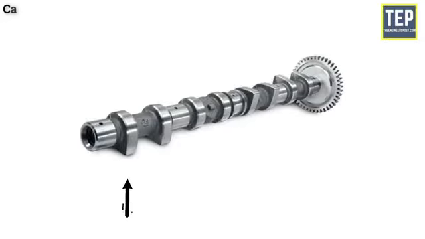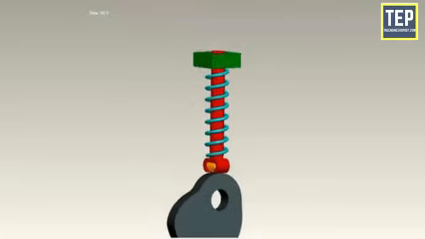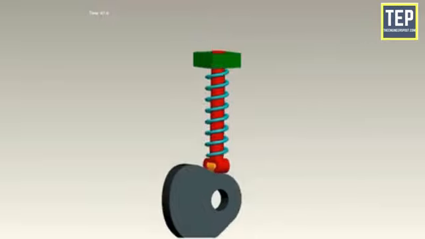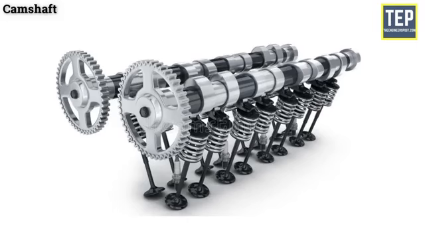Camshaft. A camshaft is a shaft on which cams are mounted. A cam is a device that changes the rotary motion of the camshaft into the linear motion of the follower. It is responsible for the opening of the valves. A camshaft has several cams along the length.